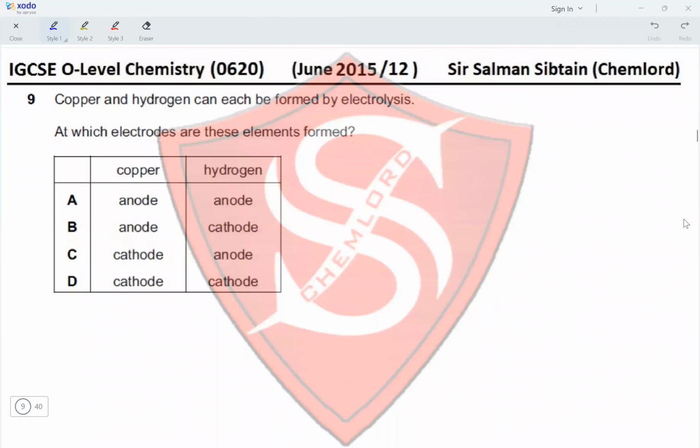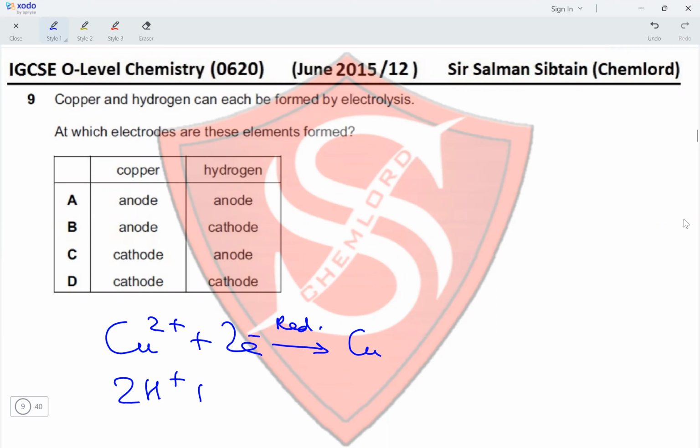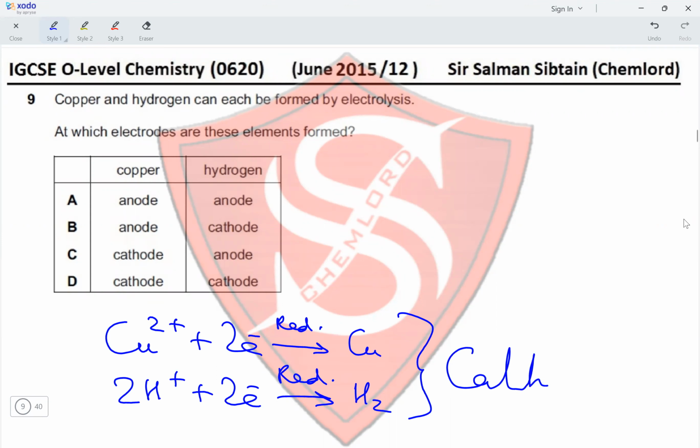Question 9. Copper and hydrogen can each be formed by electrolysis. At which electrodes are these elements formed? So copper is formed by reduction of copper ions to copper metal. So this is reduction. And hydrogen is formed by reduction of H positive ions to hydrogen gas. This is also reduction. Since reduction takes place at the cathode, both of these species will be found at the cathode. So this eliminates options A and B and makes option D the correct option for this question.